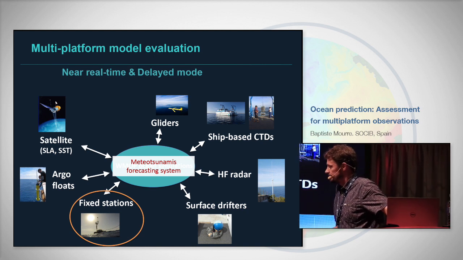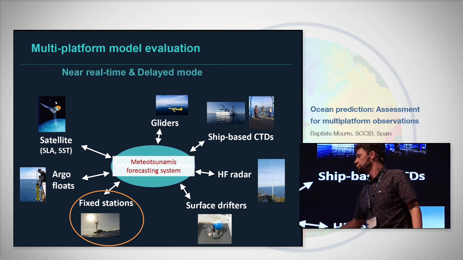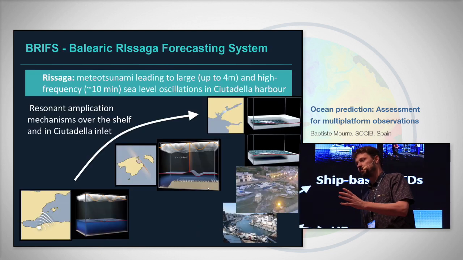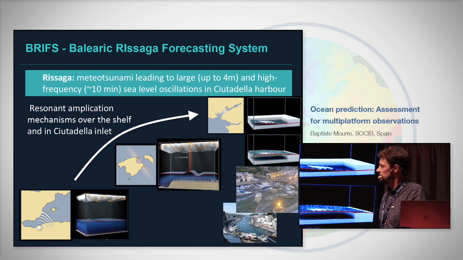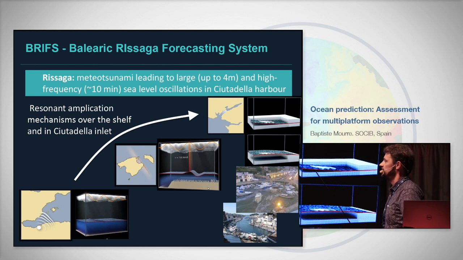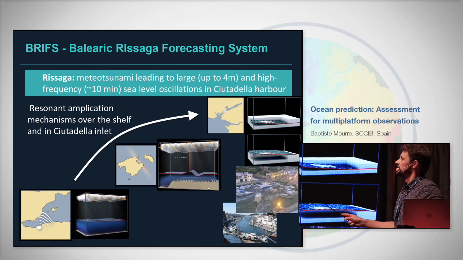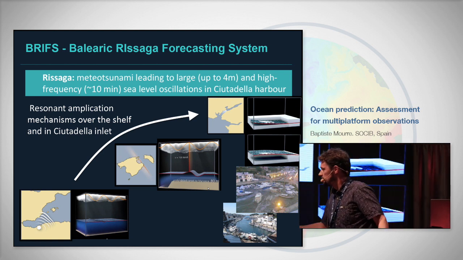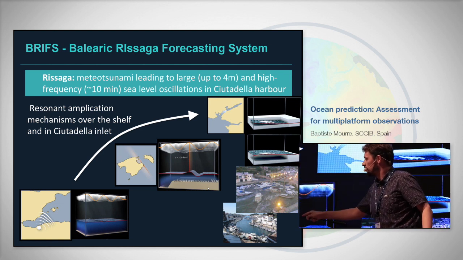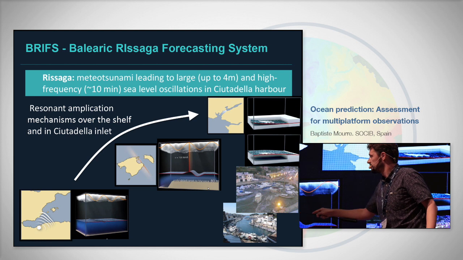While I'm here on the fixed stations, I will just jump to the meteo tsunami problem and show you this is really a regional hazard, a specific problem we have here. The meteo tsunami, also called Rissaga here, leads to really large, up to 4 meter, high frequency sea level oscillations in the harbor of Ciutadella, which is just here in Mallorca. The Poyensa, where we are at the moment, is very close.